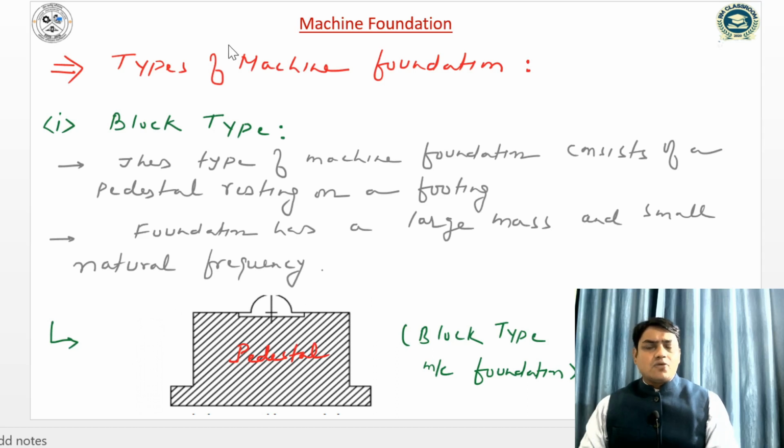There are generally four types of machine foundation. The first one is block type. In block type there is a pedestal whose weight is very high, and due to the high weight of this pedestal, the natural frequency is very low, as we know that the natural frequency is inversely proportional to the mass. So this type of machine foundation consists of a pedestal resting on the footing, and this is the machine. The foundation has a large mass, and due to this large mass, a small natural frequency will occur.